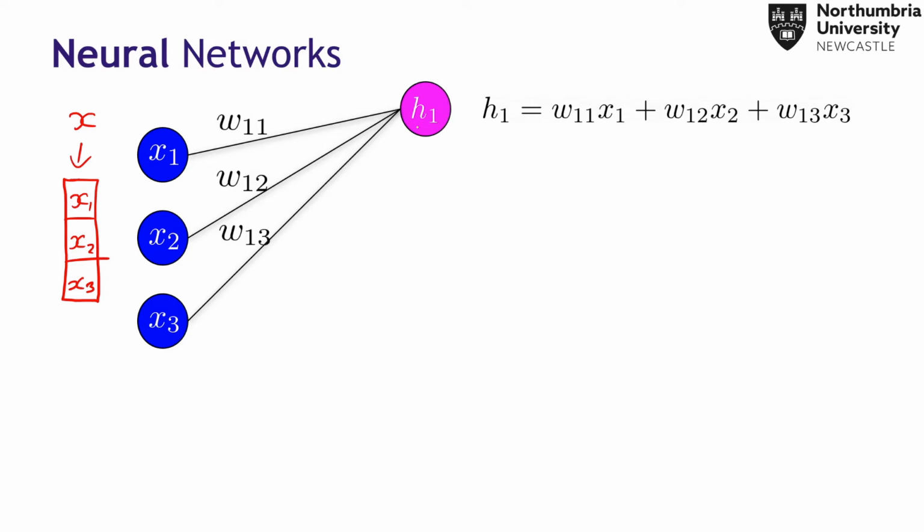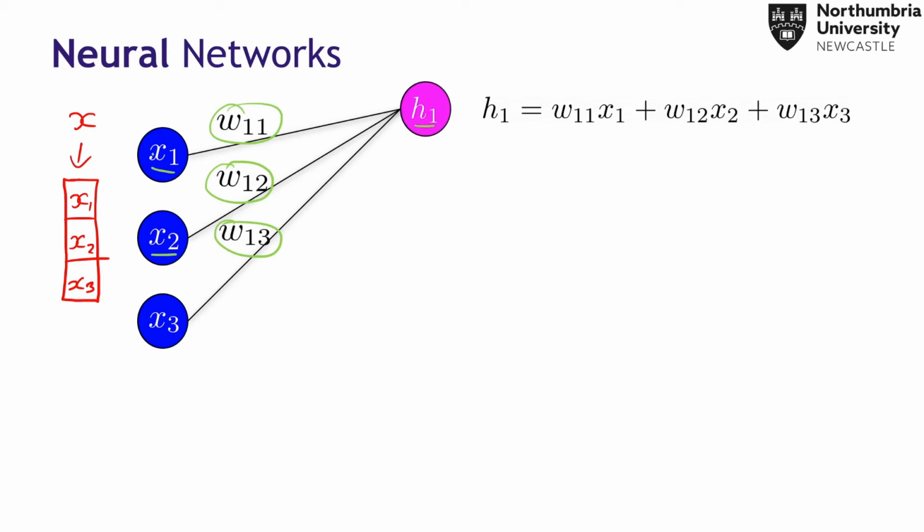So for the first node in the hidden layer, h1, we're going to connect that to x1, and we get the weight W11. Exactly the same for the second input node. We get the weight W12 and then W13.